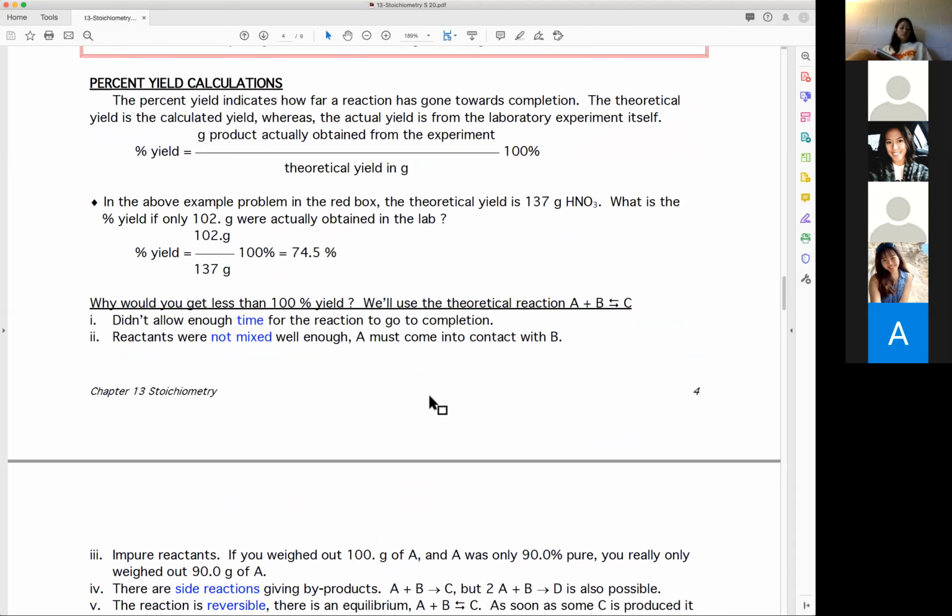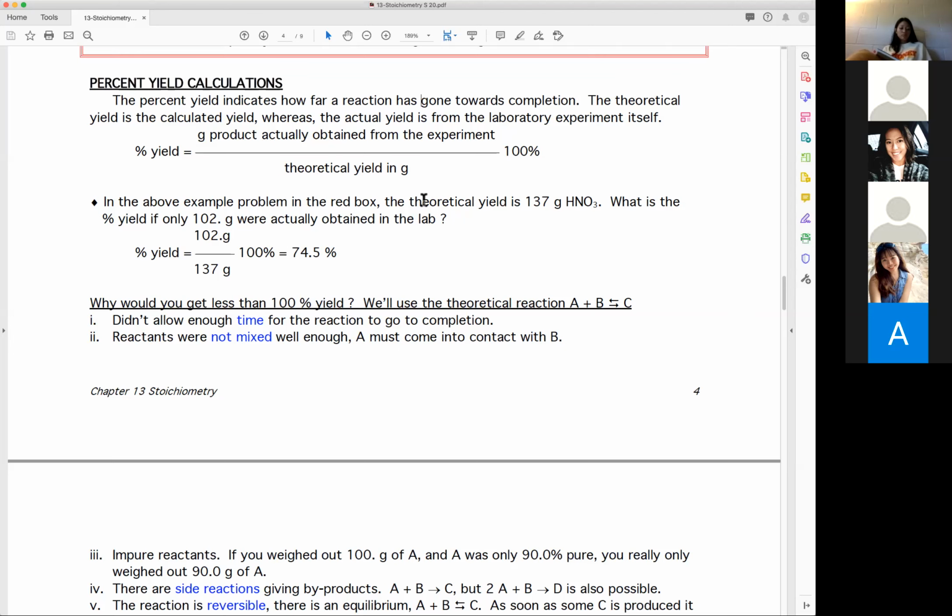So here's another important calculation, and that's the percent yield. So the percent yield for a chemical reaction is the grams of product that you actually get from the experiment divided by the theoretical yield that you calculate. Everything that we calculated is theoretical. So what if you actually do the experiment? Then you would get the actual grams of the product that you actually get.